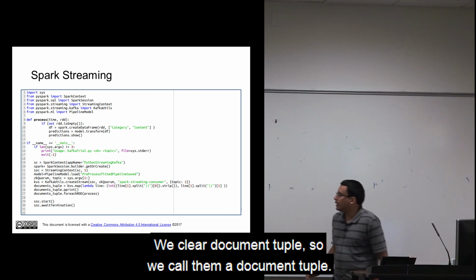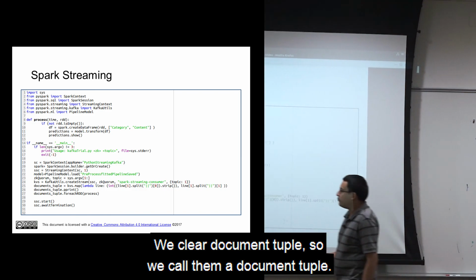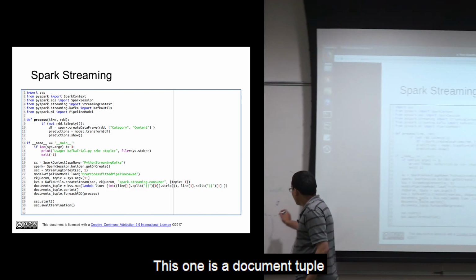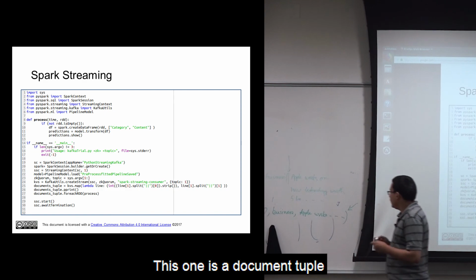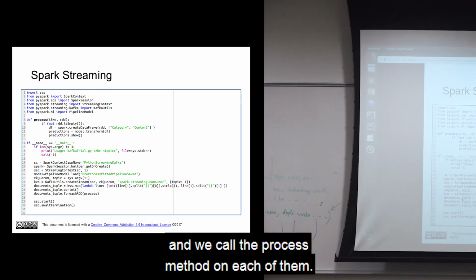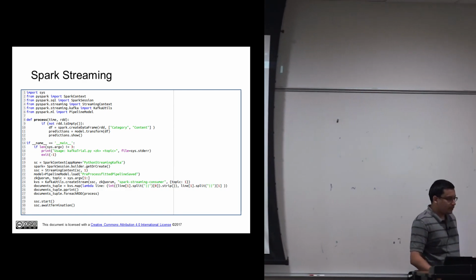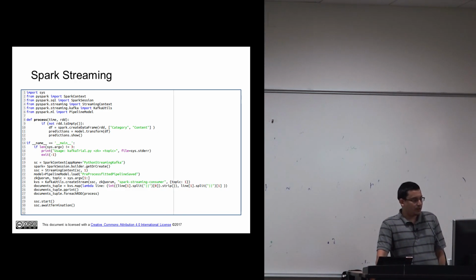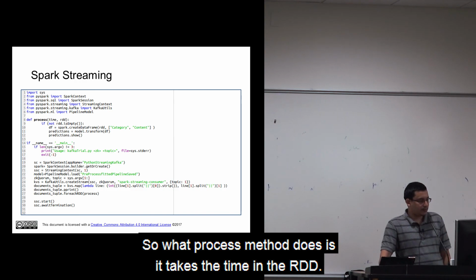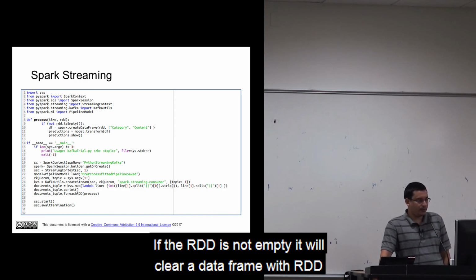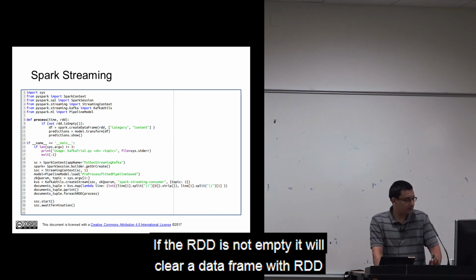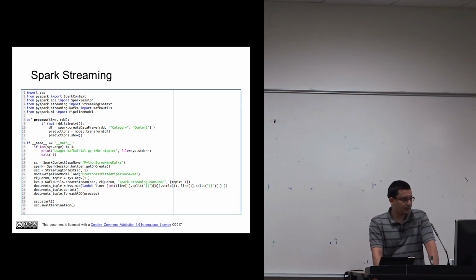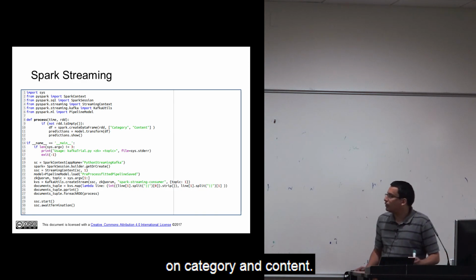We create a document tuple. This one is a document tuple. And we call the process method on each of them. So for each RDD, call the process method. What the process method does is take the item in the RDD. If the RDD is not empty, it will create a data frame from the RDD with category and content.